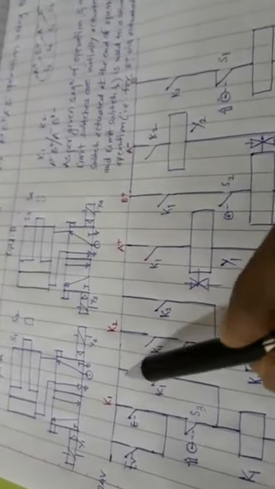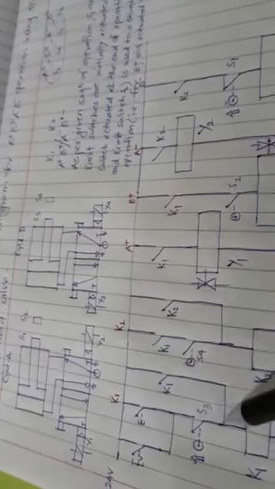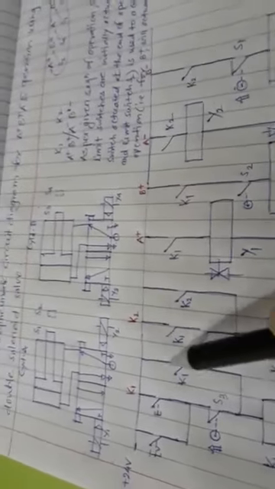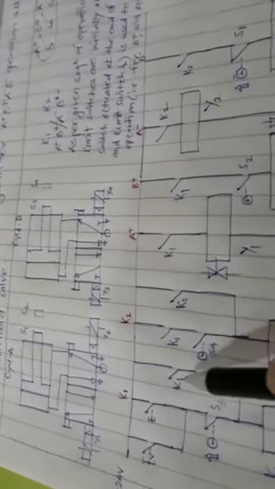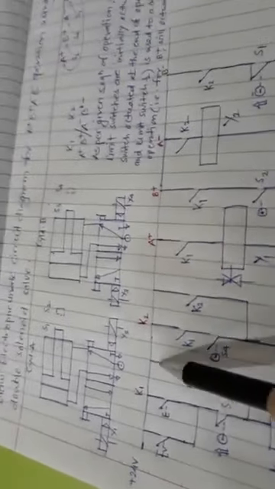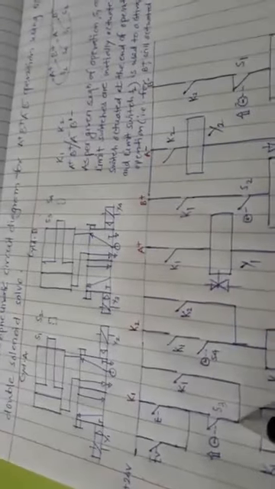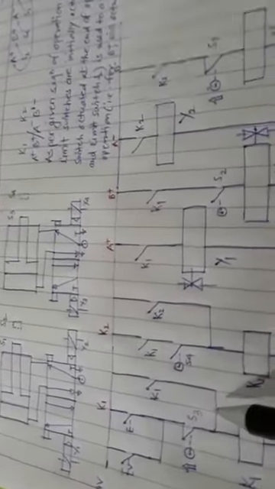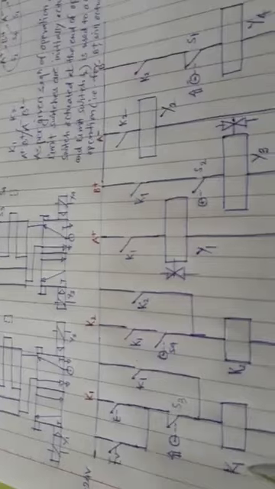Now you can see here I provided one more branch, where there is one more contact K1. So why is there a necessity of this K1? This branch provided for K1 is the switch.